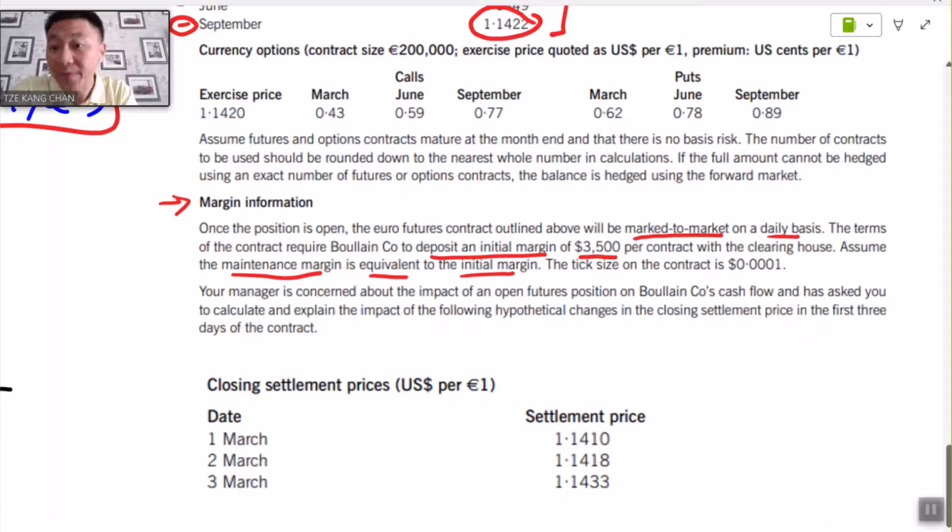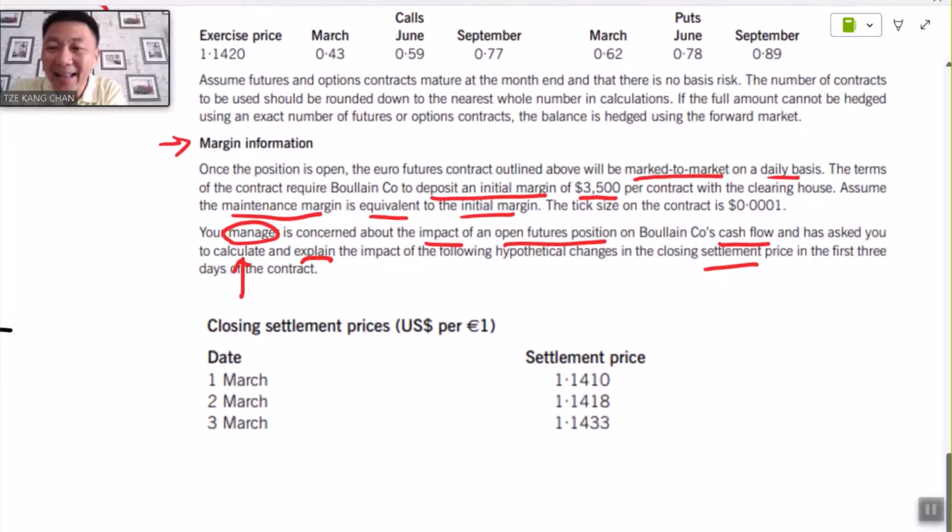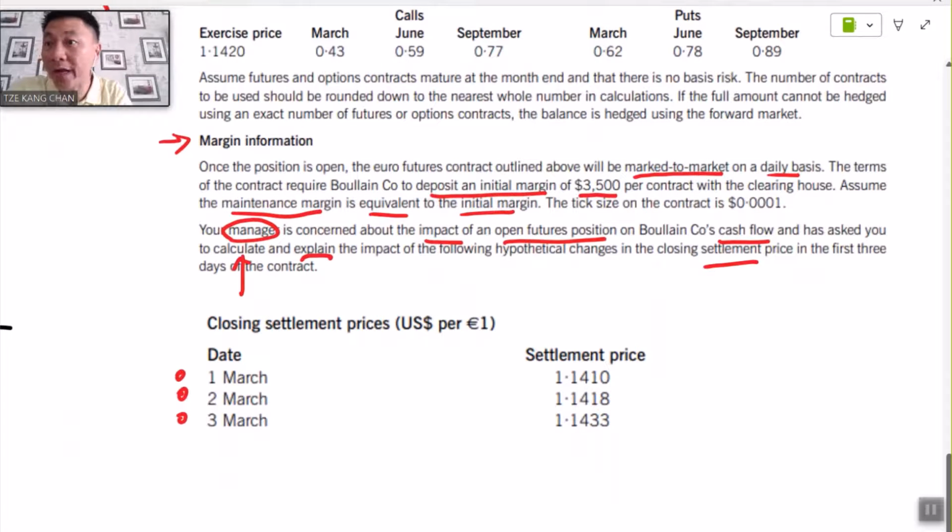With this information given, the manager of Company B is concerned about how the futures positions that remain open will affect the company's cash flow, and therefore you are required to demonstrate the calculations showing the impact on the cash flow. You are asked to explain how these changes would affect the positions based upon the following settlement prices given at the end of the first 3 trading days when the futures contract is created.